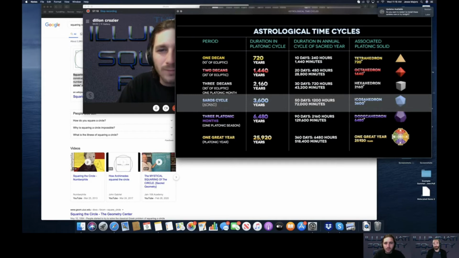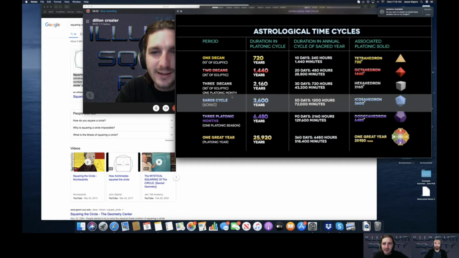I don't know why he highlighted this two decans. Because that's the Sumerian great year of our year of 360 days with the 5 days extra. One decan is 720 years of the Platonic cycle, or 10 days of our year, or 10 degrees of the ecliptic from Earth, the vernal equinox. Two decans, it's 36.